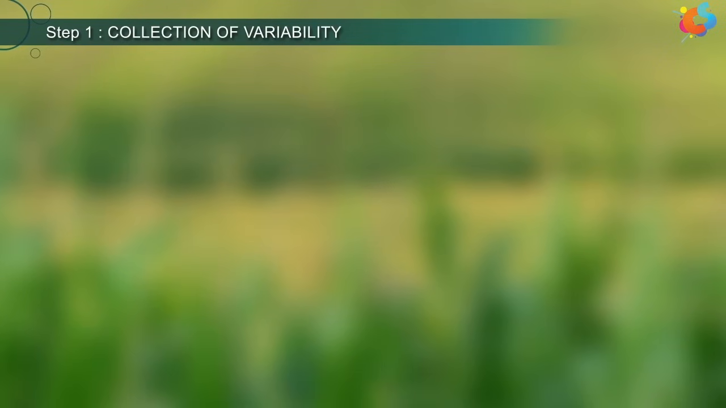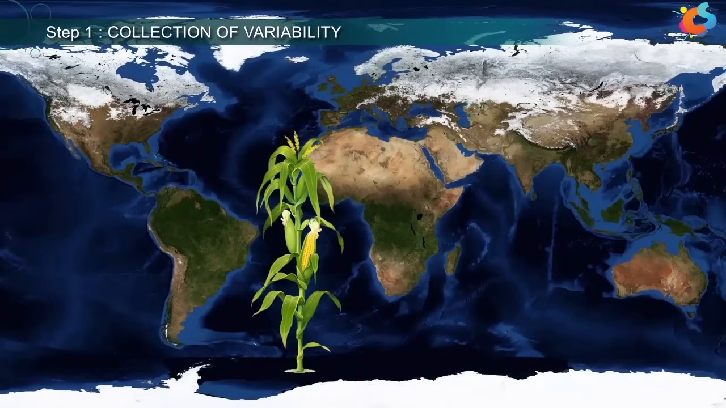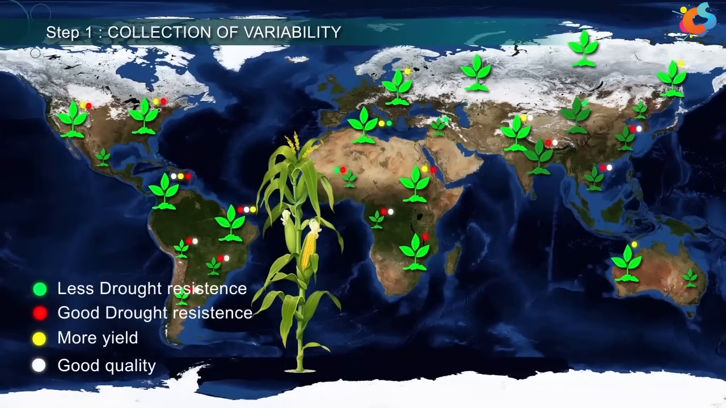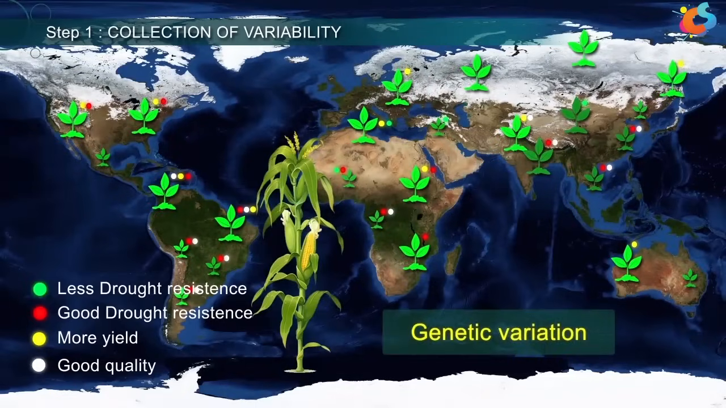Step 1. Collection of variability. We know that plants of a particular species will have different varieties on different parts of the planet. Each variety will have a few different sets of traits that are different from each other. This is known as genetic variation.